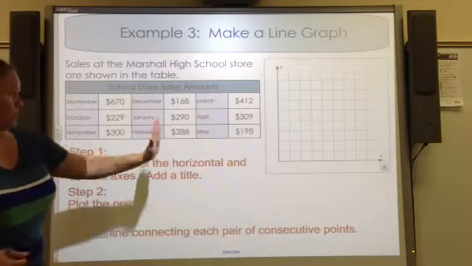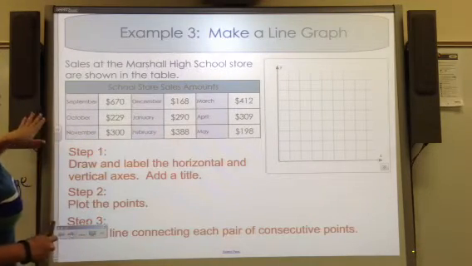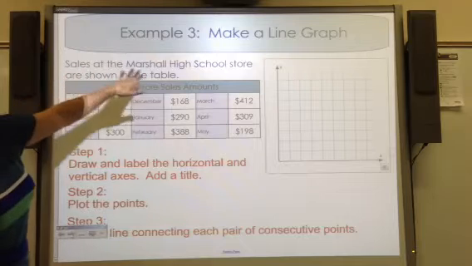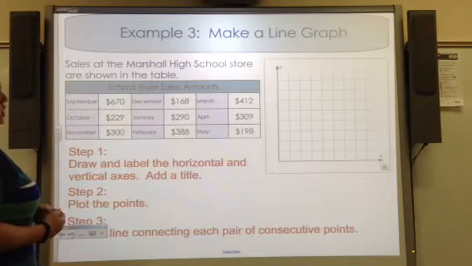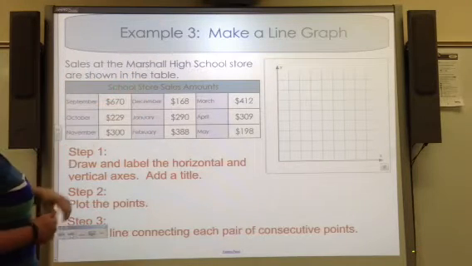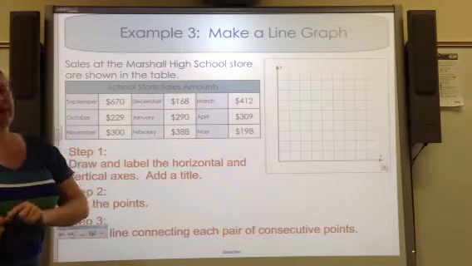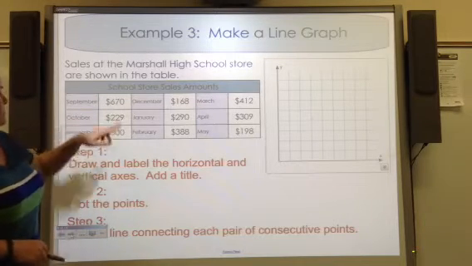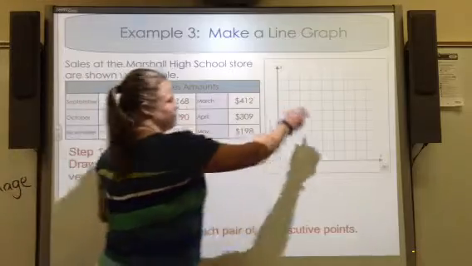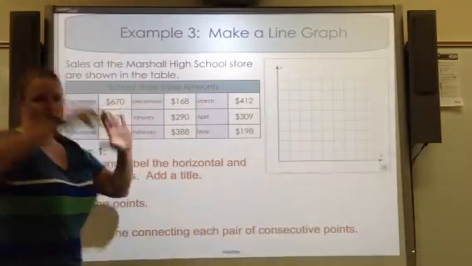And again, an example of one: sales at the Marshall High School store are shown on the table, school store sales. So in September, they made $670. In October, they made $229. So you can see the graph fluctuate over time.